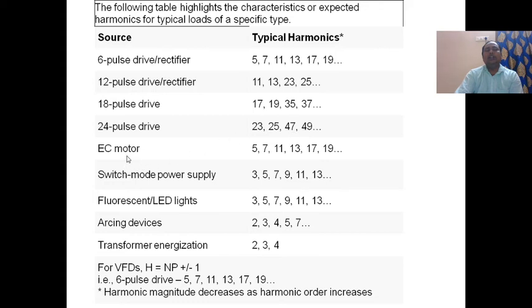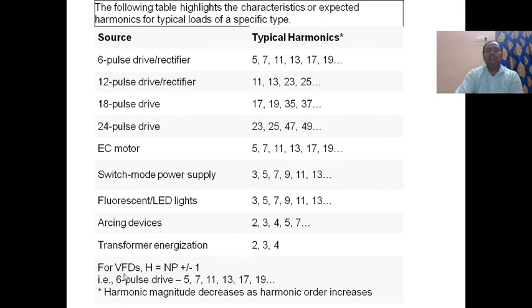EC, electronically commutated motors, present harmonics 5, 7, 11, 13, 17, 19. Switched mode power supplies produce 3, 5, 7, 9, 11, 13 harmonics. Fluorescent or LED lights present 3, 5, 7, 9, 11, 13 harmonics. Arcing devices cause second, third, fourth, fifth and seventh. Transformer energization causes second, third, fourth. Here the second harmonic means magnetizing inrush current is present in transformers.